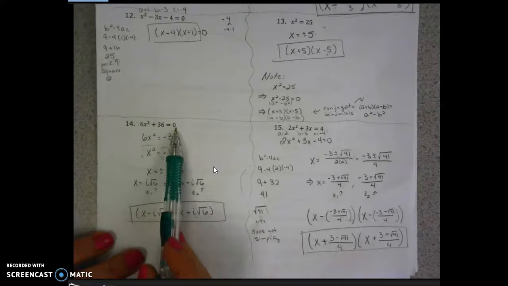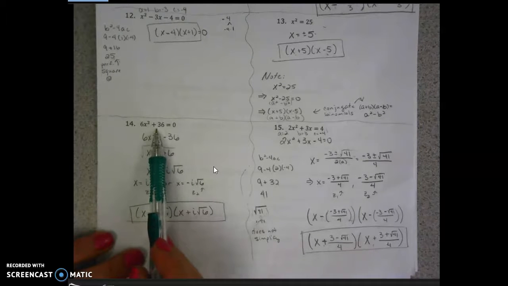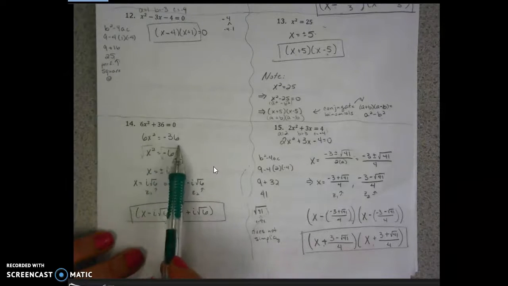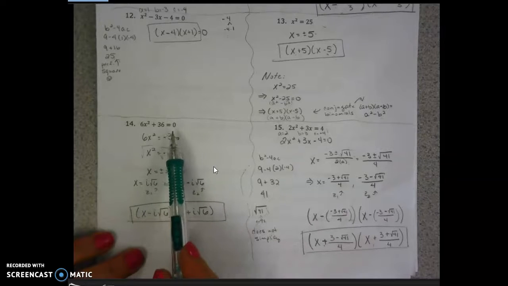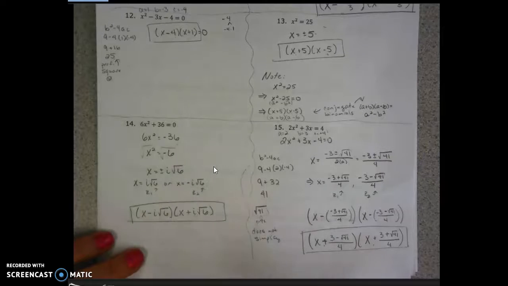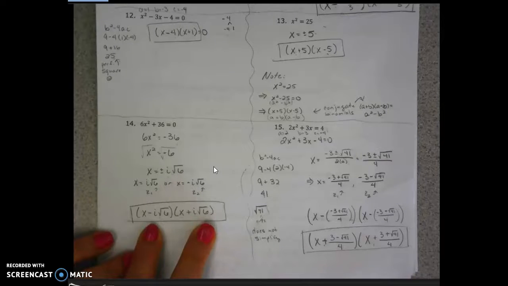6x squared plus 36 is 0. This was another special case I could solve with square roots. I just subtracted the 36 to the other side because it's a quadratic with no b term. If you're missing your b term, you can solve with square roots. It's actually imaginary, though, because I'm taking the square root of negative 6, plus or minus i root 6. So there are my factors.